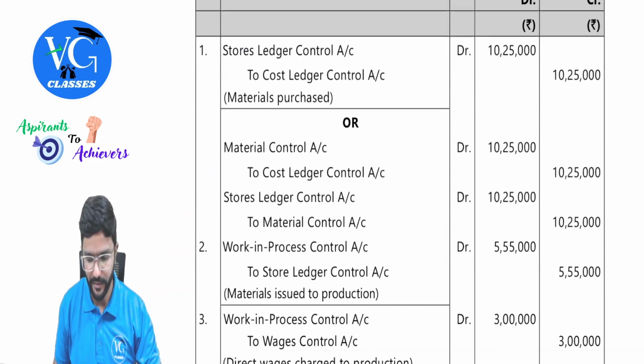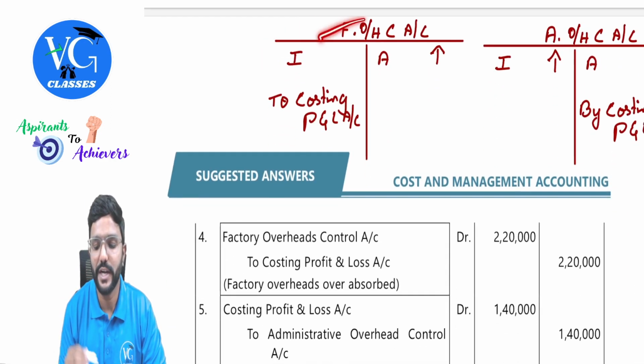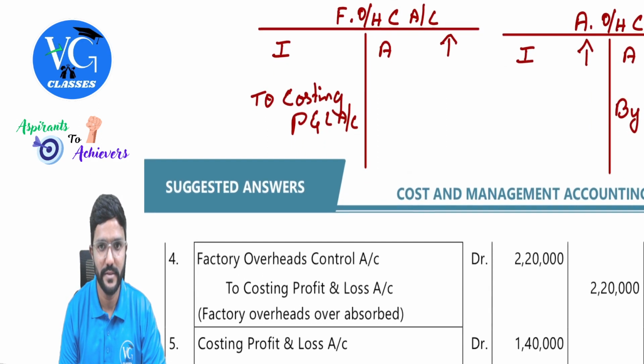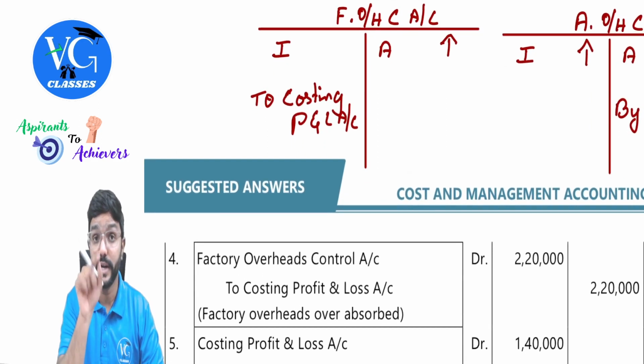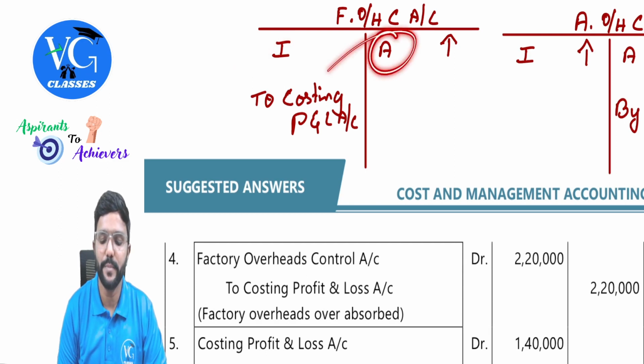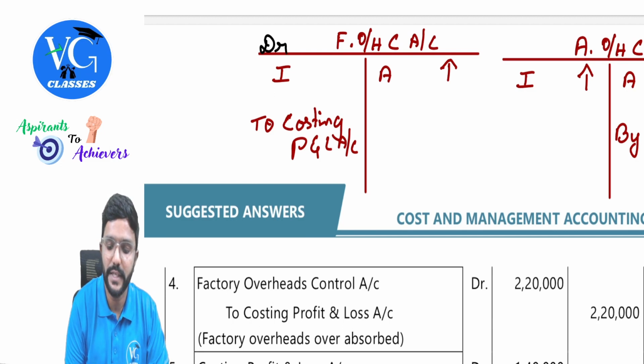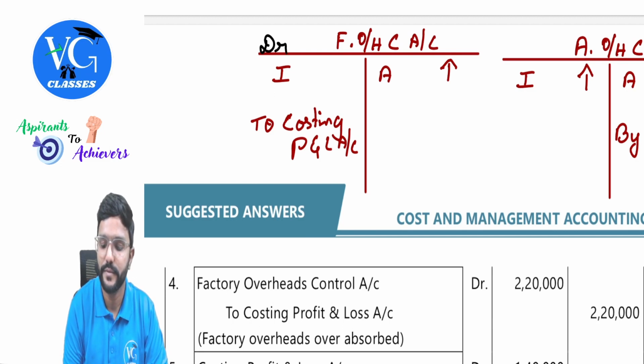I will also show it to you. This is the factory overhead control account. I've just used short forms, guys. Don't mind, but you don't write short forms in the exams. Incurred will be debited and absorbed would be credited. Let me write DR and CR also for you guys.